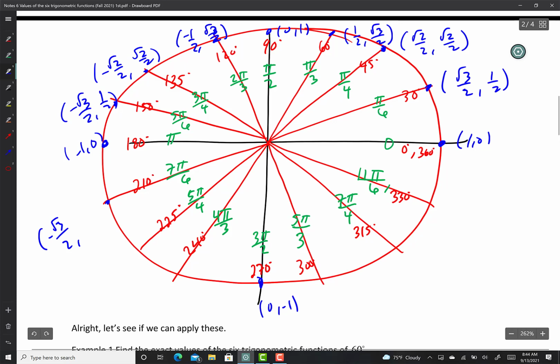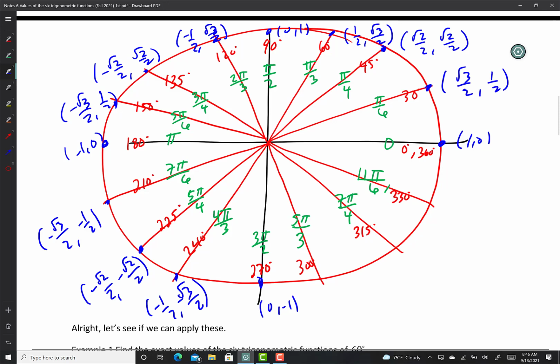Square root of 3 over 2, comma, negative half. At 225, they're both negative. Square root of 2 over 2, comma, negative square root of 2 over 2. At 240, the x now is a half, so negative half. Square root of 3 over 2, but negative. And then 270, 0, negative 1. At 300, the x value is positive, 1/2. The y value is negative, so negative square root of 3 over 2.